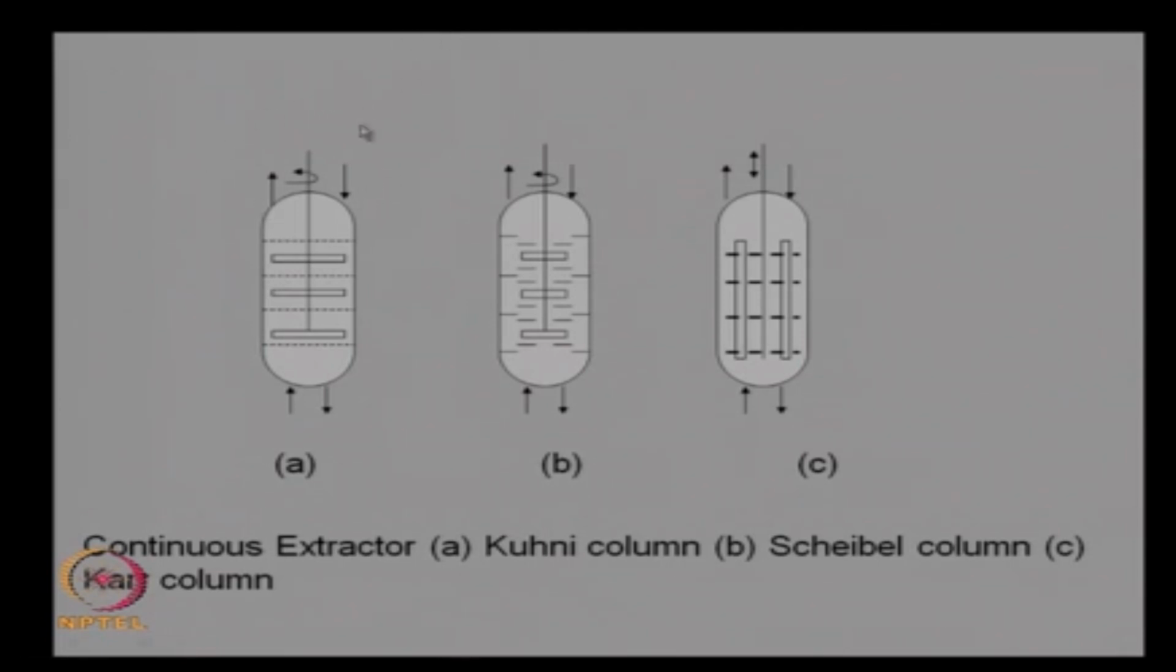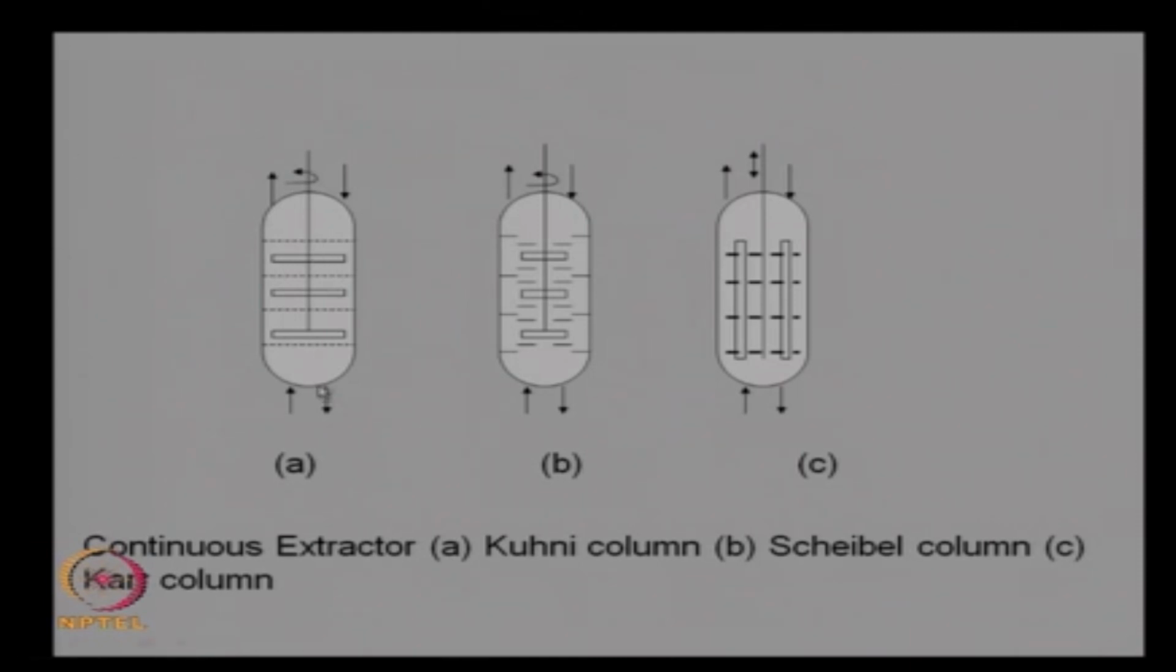The first one is called the Cooney column, the second is called the Scheibel column, the third one is called the Karr column. So in the Cooney column you have agitators as well as sieve plates. So each region between two sieve plates acts as a single stage extractor and there is good mixing inside this stage because of the agitator blade. So when you have many sieve plates and many blades, you are creating automatically several stages where in each stage there is mixing of the liquid and the heavies.